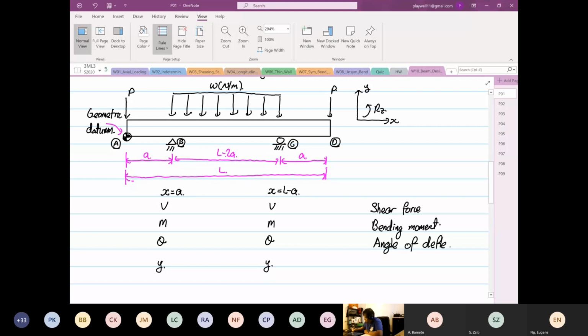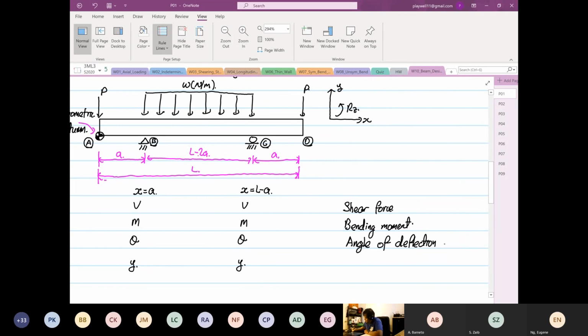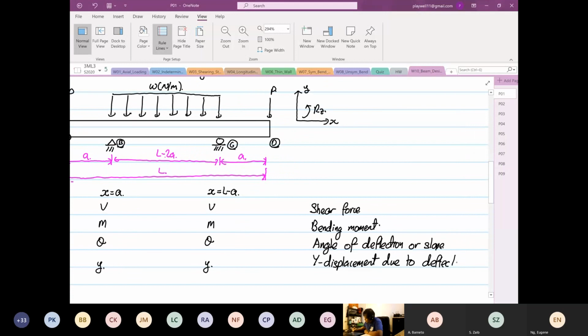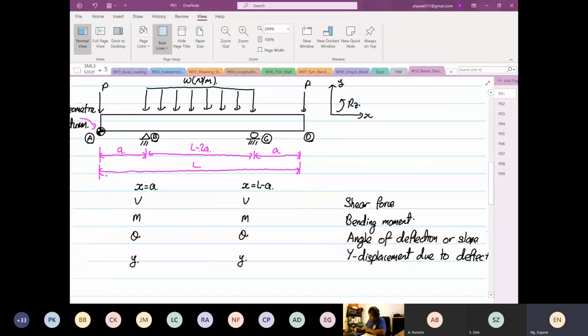Or slope. And then finally, your Y is your Y displacement due to deflection. Okay. So all this down here, what you have seen down here, right?